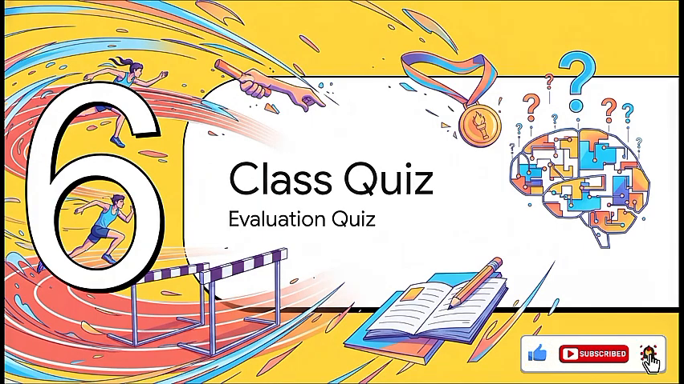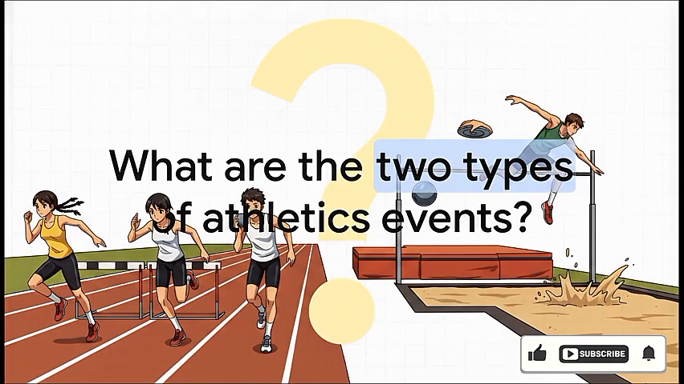Section 6, Class Evaluation Quiz. We've covered a lot of great ground today. Now, let's see how much of it stuck with 5 quick evaluation questions. Question number 1. Think back to the very beginning of our class. Athletics is broadly divided into 2 main categories, based on where they actually take place in the stadium. So, what are those 2 types of athletics events? Take a second to recall.